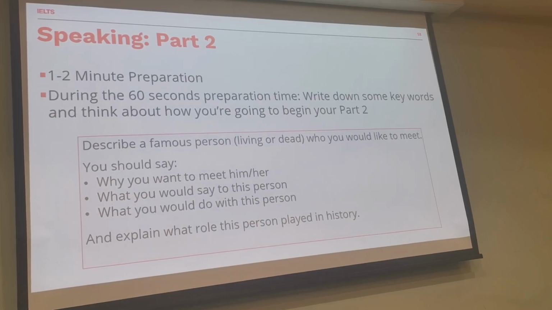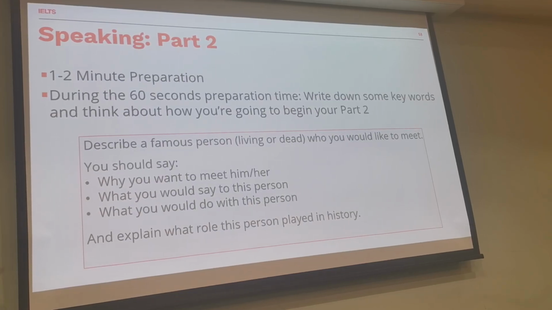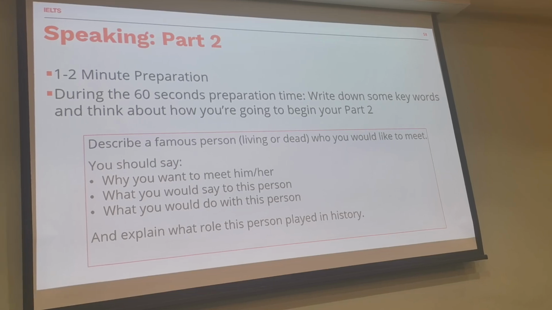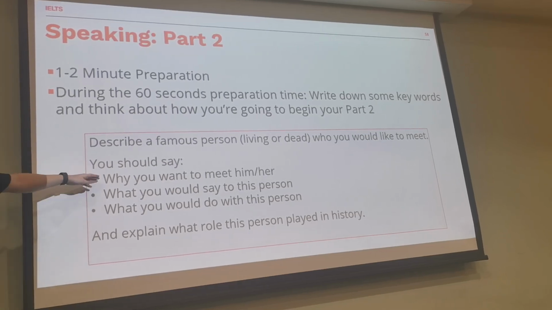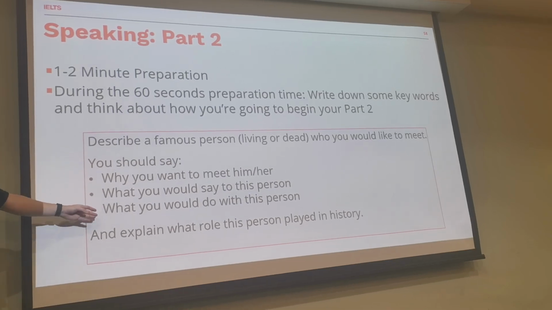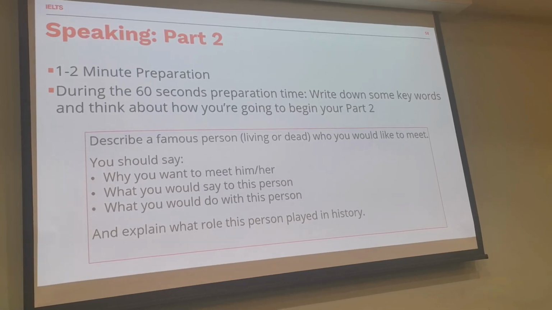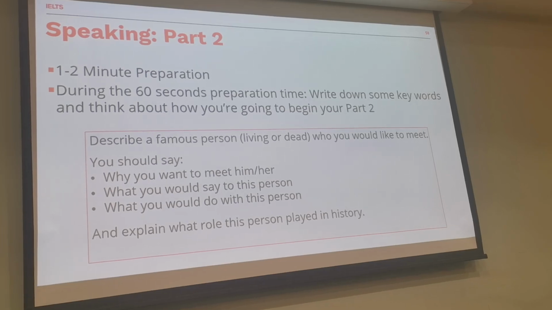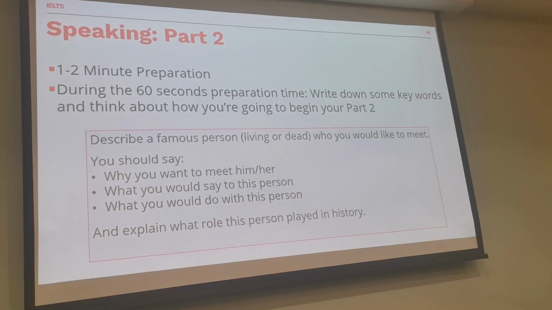Right, part 2. This is definitely everyone's favourite. Describe a famous person, living or dead, you would like to meet. It will give you 4 different prompts. Why you would like to meet them, what you would say to them, what you would do with this person, and explain the role they played in history. And you have 60 seconds to come up with some ideas.